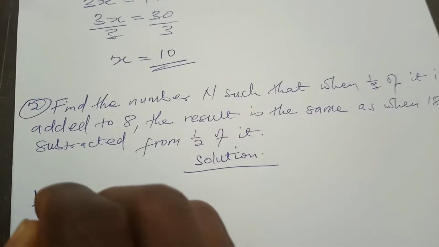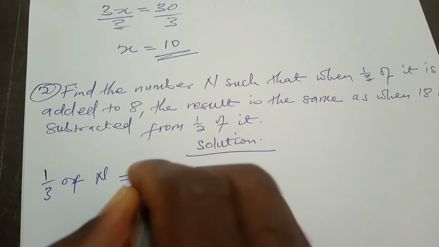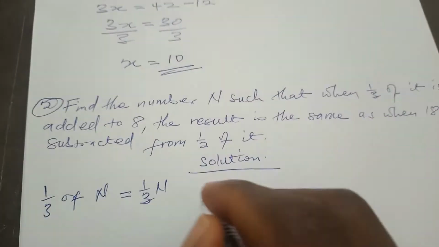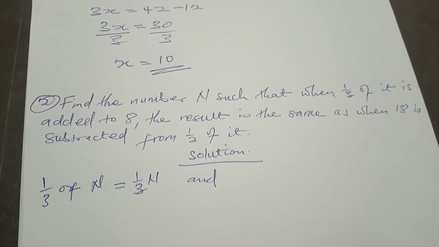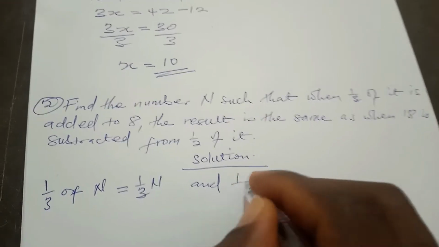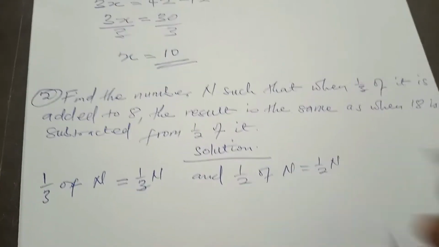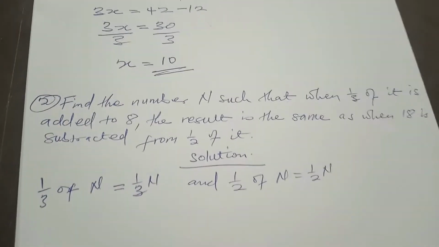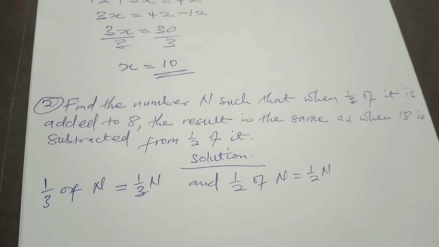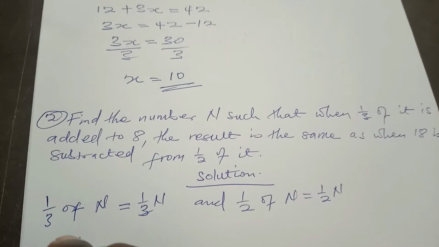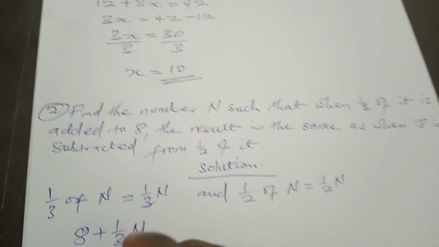1/3 of n, according to our last video, will be 1/3 n, and 1/2 of n will also be 1/2 n. All right. So now the question said when 1/3 of it is added to 8. So 1/3 of it added to 8 means the 8 will come first, then plus 1/3 n.